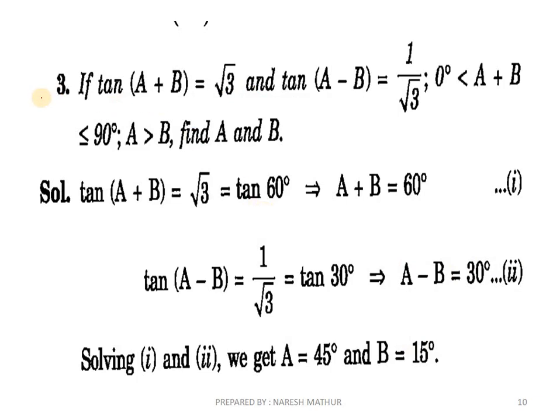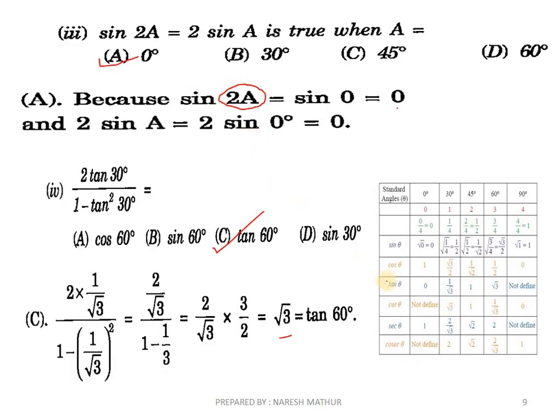Now this one is one more concept. This is a new concept. We are given tan (A plus B) equals to root 3 and tan (A minus B) equals to 1 by root 3. We need to find the value of A and B. Now see, the value of root 3 in the table of tan, at which angle? 60 degree. And 1 by root 3 at 30 degree.